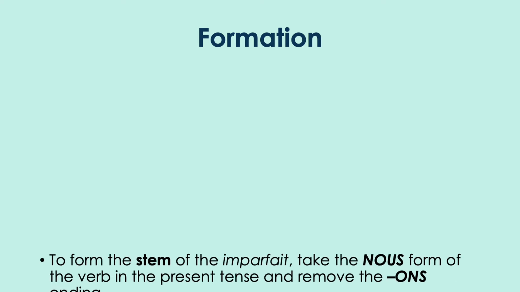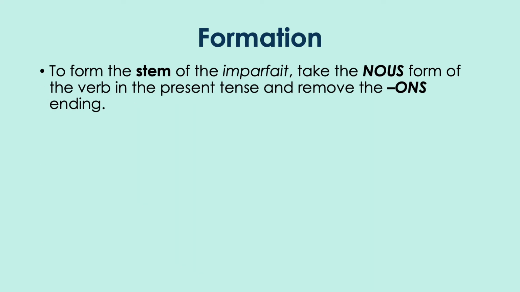So how do we form the imparfait? To start off with, we need a stem. That's the first part of our verb. So to form the stem of the imparfait, we are going to take the nous form of the verb in the present tense and we're going to remove the ons ending. Now, all verbs have a regular stem except for one.